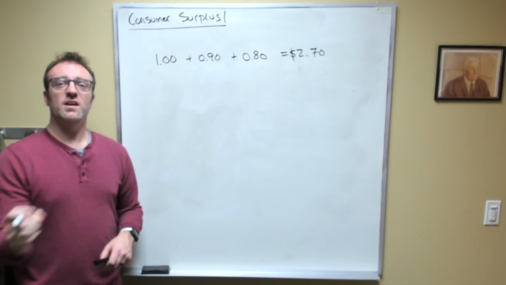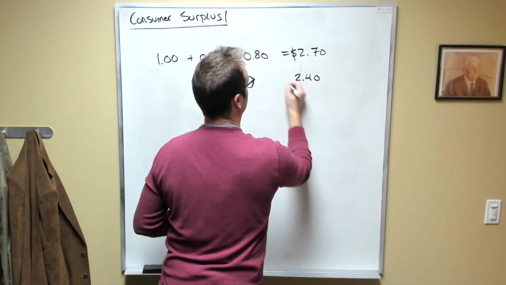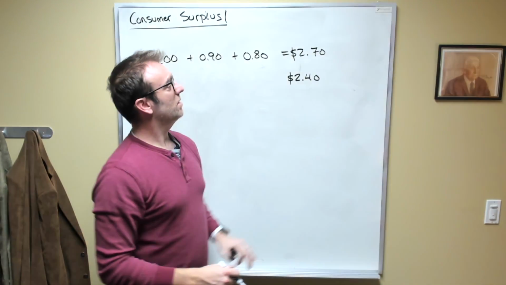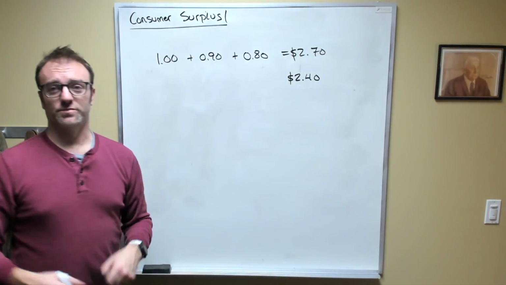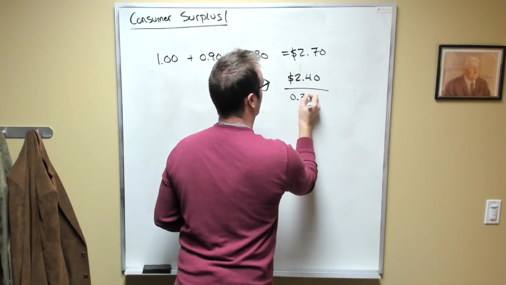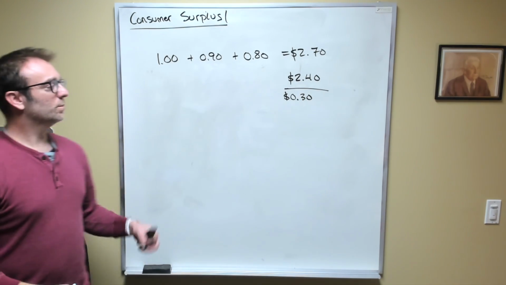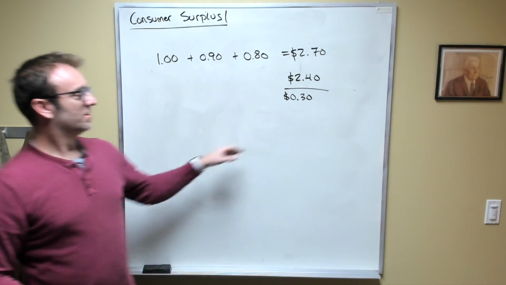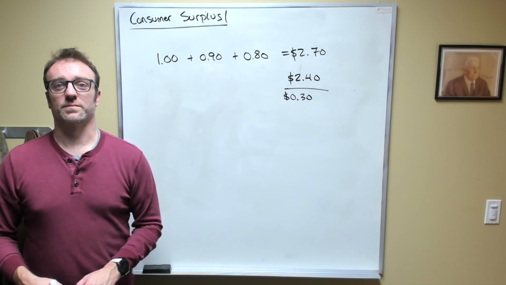However, at a price of 80 cents per quart, this person would only pay $2.40. This means that this person is getting $2.70 worth of personal worth, and they're only paying $2.40 for it, which means that they have a grand total of, in this case, 30 cents worth of consumer surplus. Now, if we were to go through that big table, we would find that at lower and lower prices, the amount of consumer surplus that this person receives would be increasing.